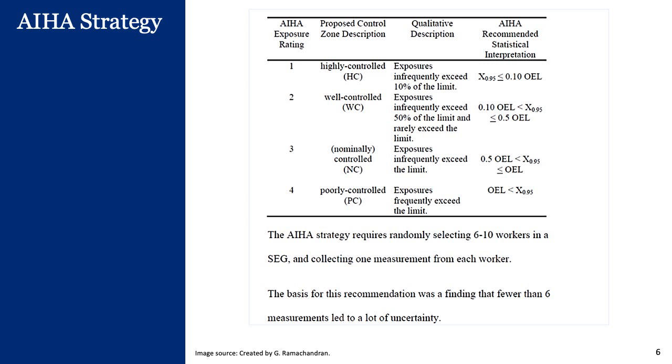If it's an exposure rating of 3, that means that the 95th percentile is between 50 to 100% of the OEL, and it is a nominally controlled scenario. And if the 95th percentile exceeds the OEL, it's a category 4, and it's considered a poorly controlled scenario.